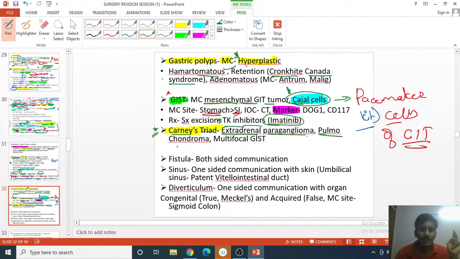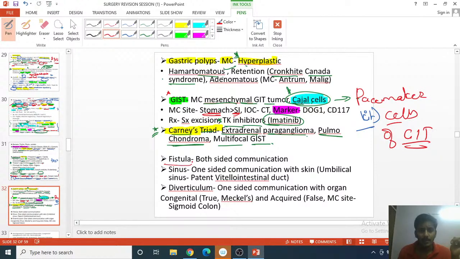Second is your pulmonary chondroma. And third is your multifocal GIST. So three features of Carney's triad. First is extraadrenal paraganglioma. Second is pulmonary chondroma. And third is multifocal GIST. Please remember this.